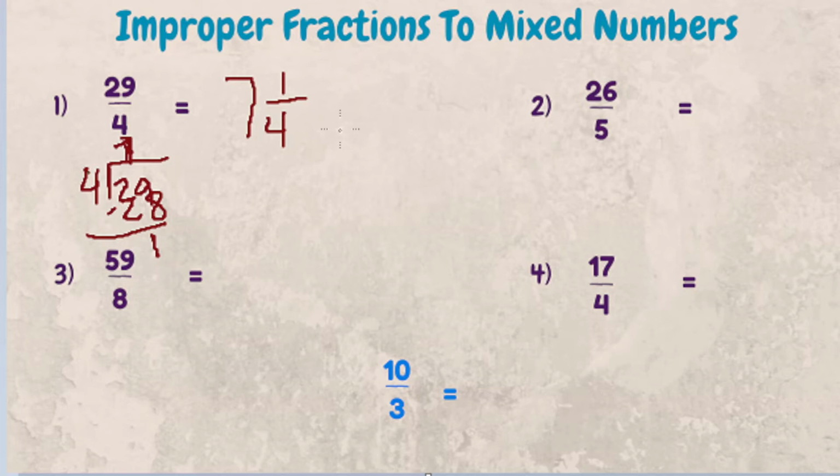To double check that, you can convert the mixed number back to an improper fraction. And you do that by multiplying 4 times 7 is 28 plus 1 is 29 over 4. So you know you're right.